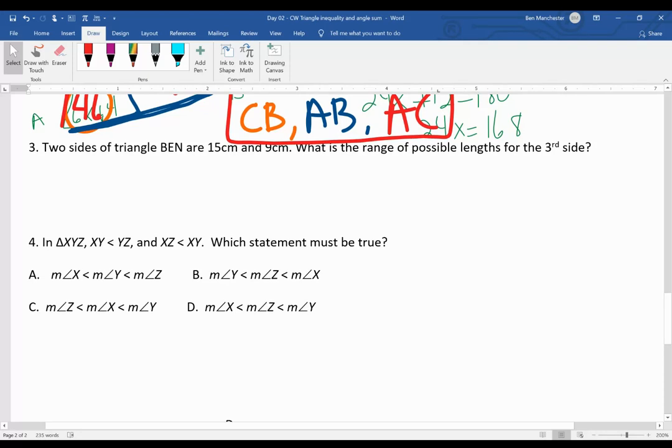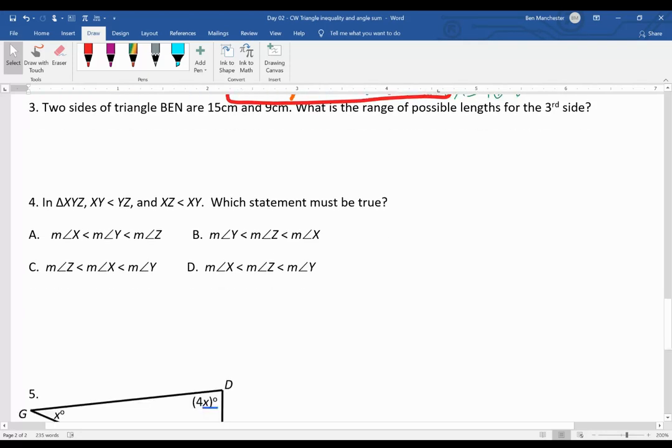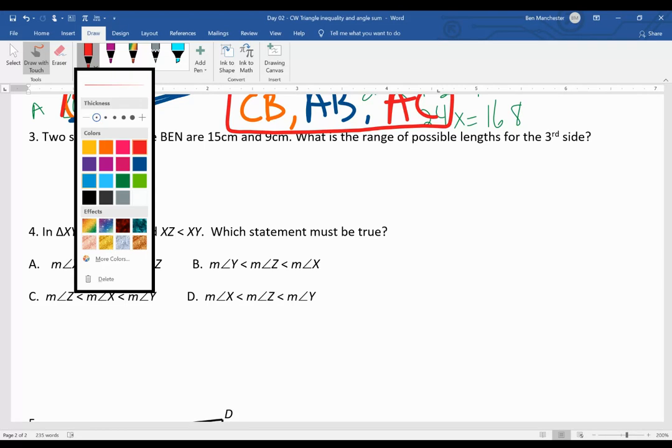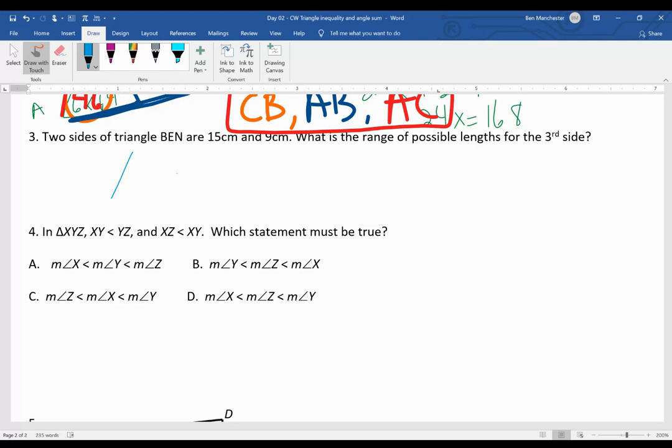Okay, number 3, two sides of triangle BEN are 15 and 9. All right, let's draw a triangle BEN. So we have angles B and E and N.